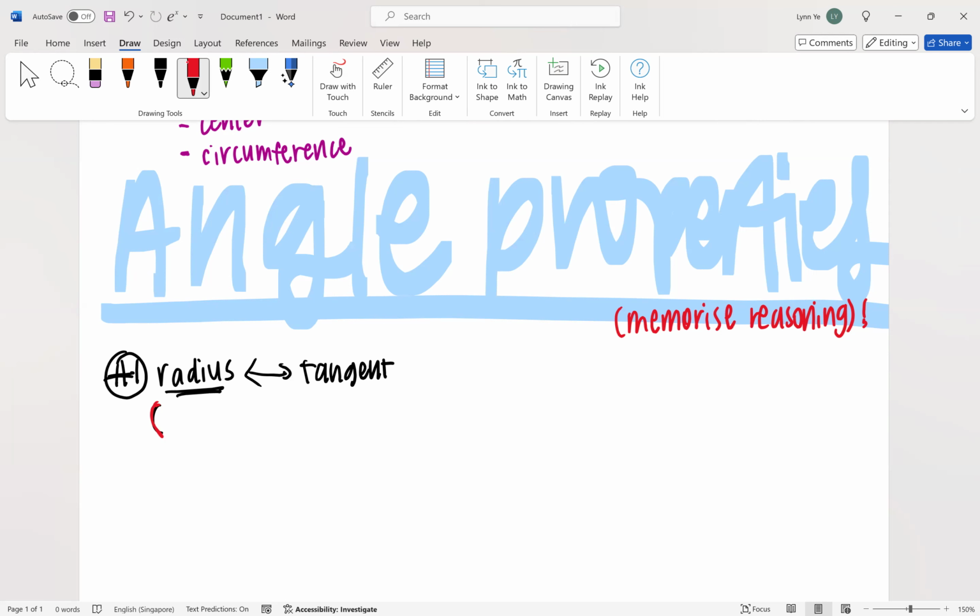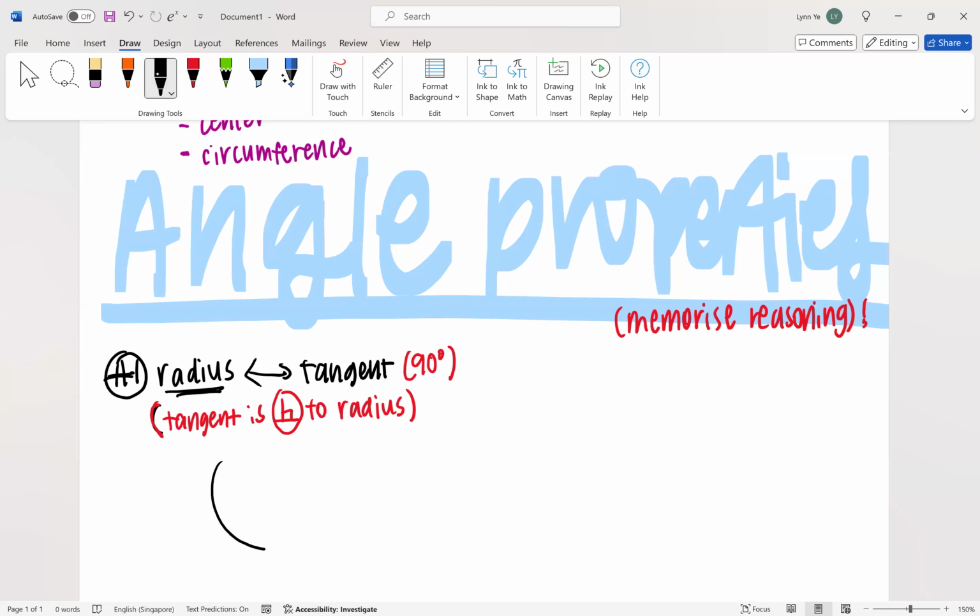So right now, the property is always the same. So what is the property? The property is tangent, you need to memorize, is perpendicular. This symbol means is perpendicular to radius. So what does perpendicular mean, guys? Very good. So it means that radius and tangent, when they meet, it is 90 degrees.